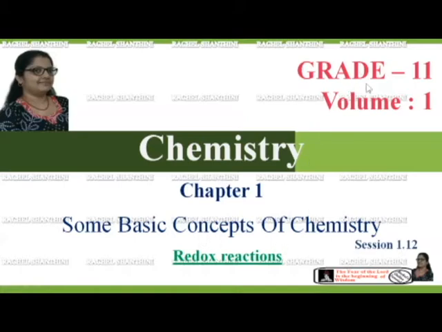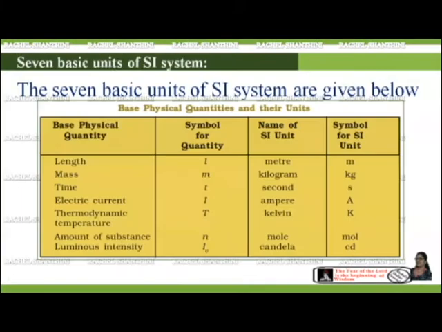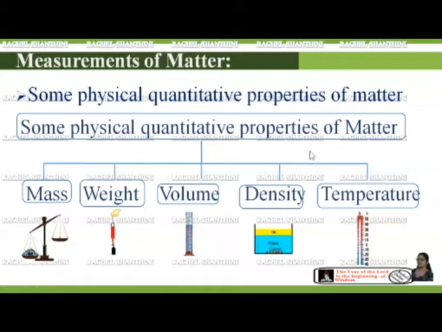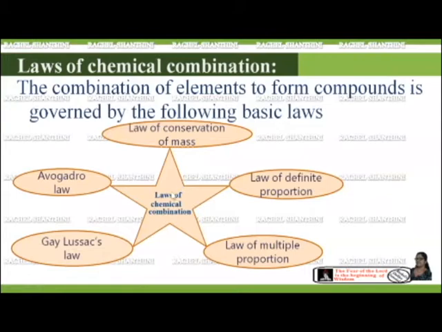In session 1.1, we have discussed some importance of chemistry, nature of matter and its classification. In session 1.2, we have discussed the 7 basic units of the SI system. In session 1.3, we have discussed the physical quantitative properties of matter. In session 1.4, we have discussed the uncertainty in measurements. In session 1.5, we have discussed the laws of chemical combination.